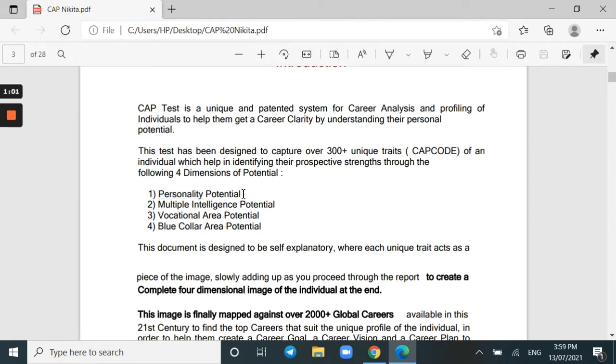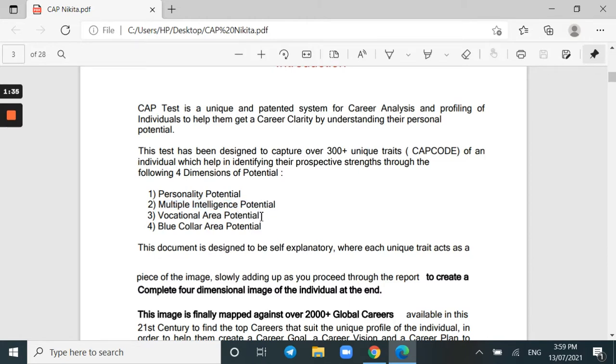These are all globally identified parameters for various career successes. Normally people look at only one specific angle and use that as a basis for creating career clarity. But what we have done is we are trying to look at the individual student from four different angles which are independent of each other. One is the personality potential. Second is the multiple intelligence potential, where there are 9 types of intelligences, and within that, which is your dominant and weak one.